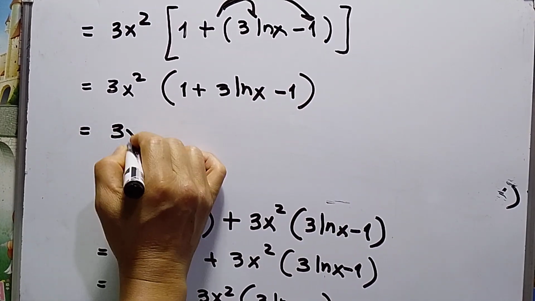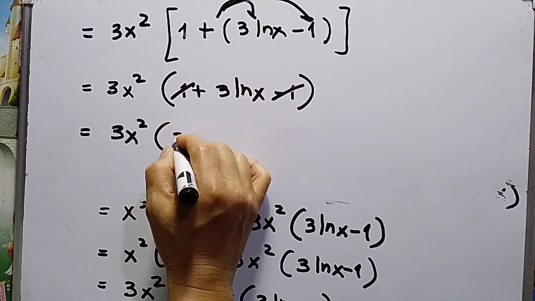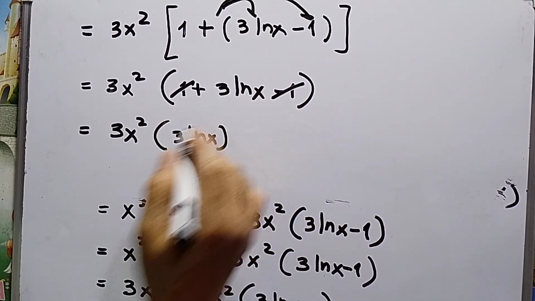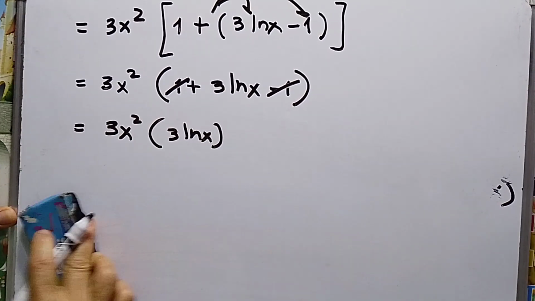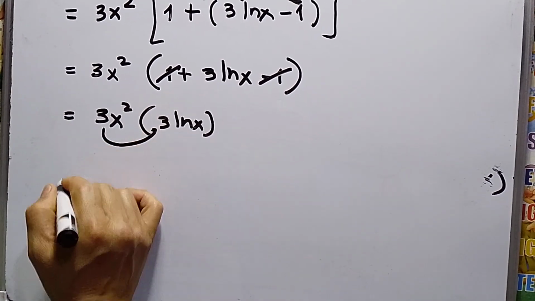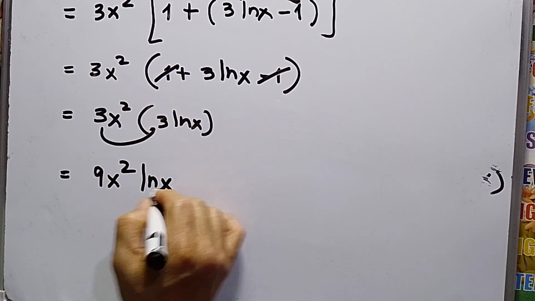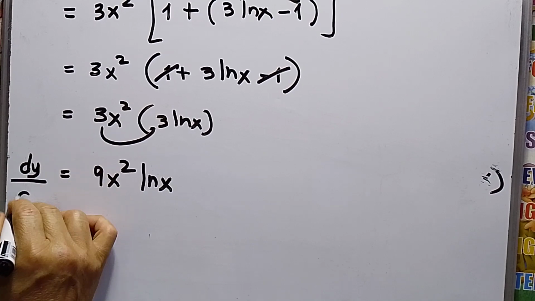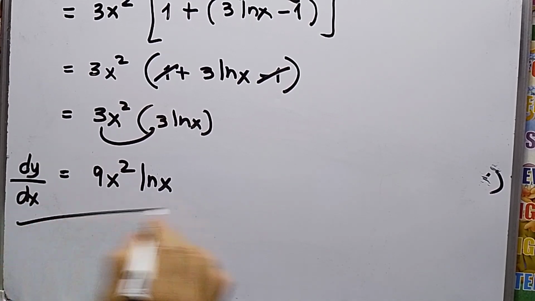So this will be 3x squared. The 1 will be crossed out. So I have now 3 ln x. For the final answer, I need to multiply 3 times 3, so this will be 9x squared ln x. So this is now my final answer: dy over dx is equal to 9x squared ln x. That's all.